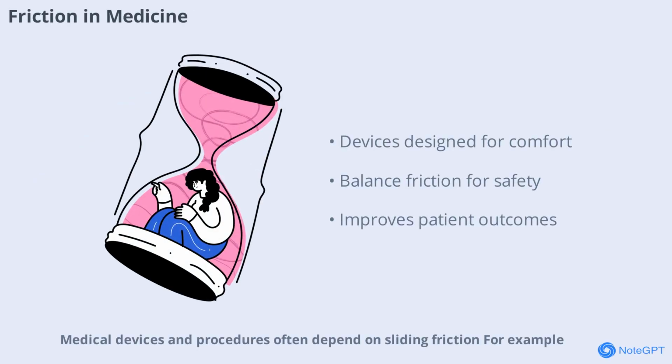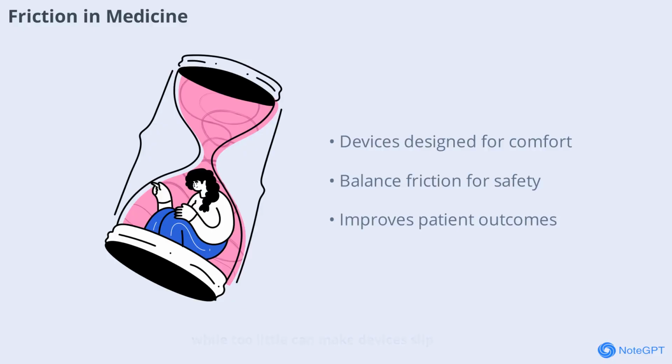Medical devices and procedures often depend on sliding friction. For example, syringes, surgical tools, and prosthetics are designed to minimize or control friction for safety and comfort. Too much friction can cause pain or damage, while too little can make devices slip. Engineers and doctors work together to find the right balance, improving patient outcomes and advancing medical technology.